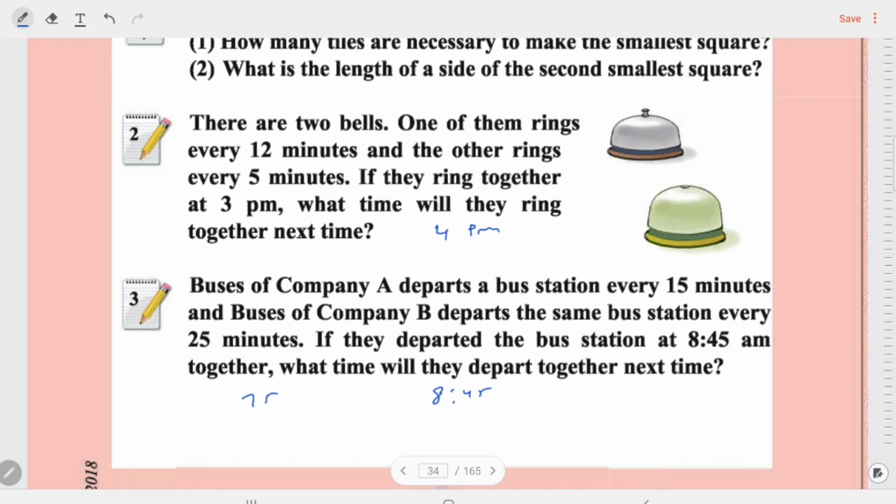Oh, wait a minute. Let me write it clearly. 1 hour 15 minutes. You just add 1 hour 15 minutes to 8:45. So 10 am they will depart together the next time. Okay.